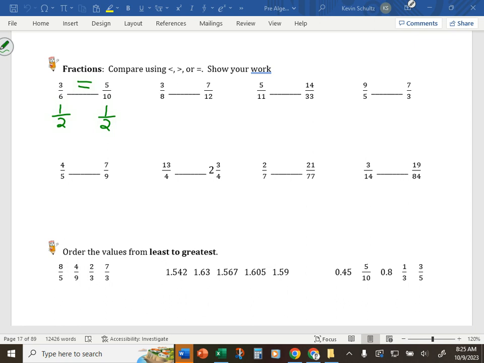How about 3/8 and 7/12? This one's a little bit trickier. Who's got a strat for this one? First, who has an answer? And then, can you strat that? I'm trying to copyright that. Strat that.